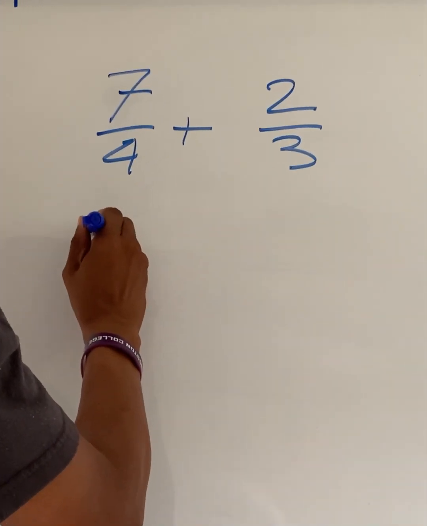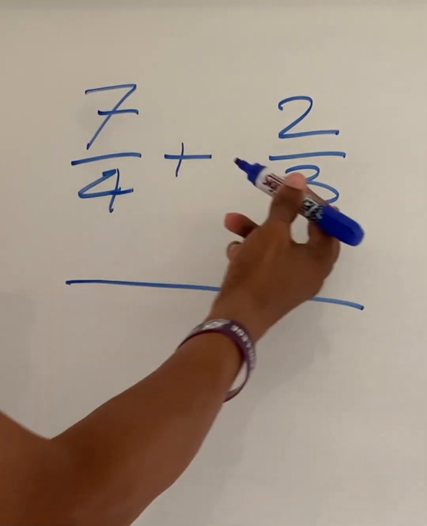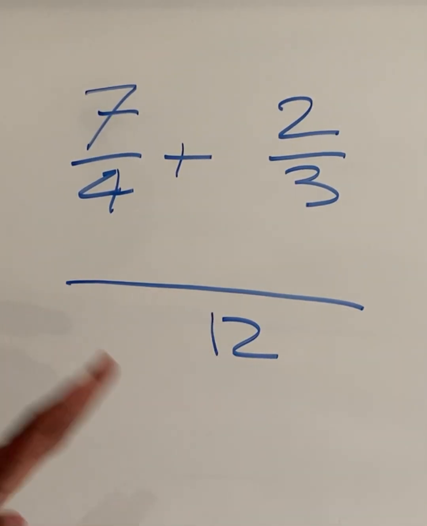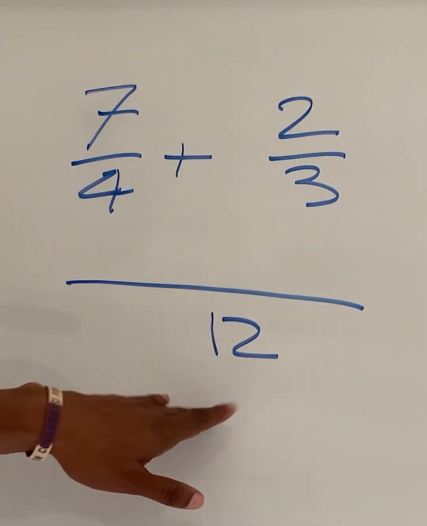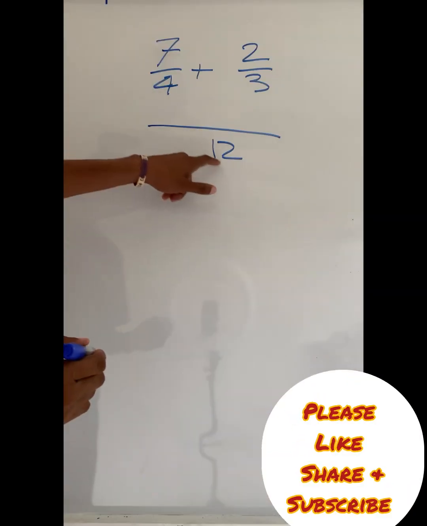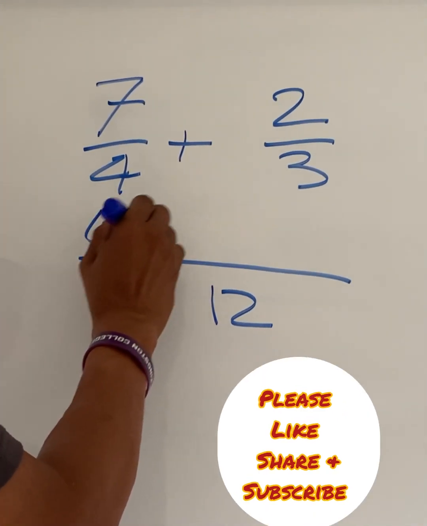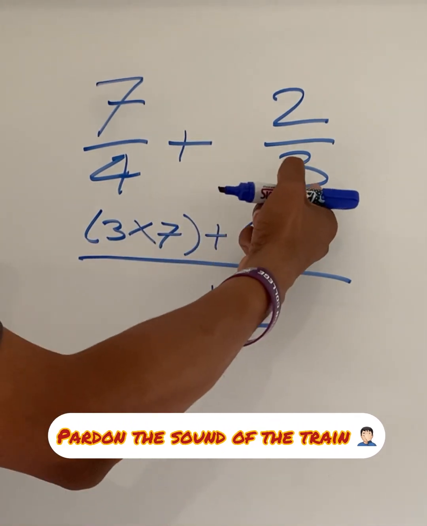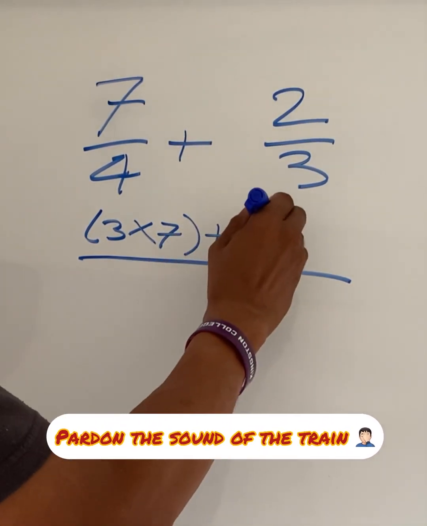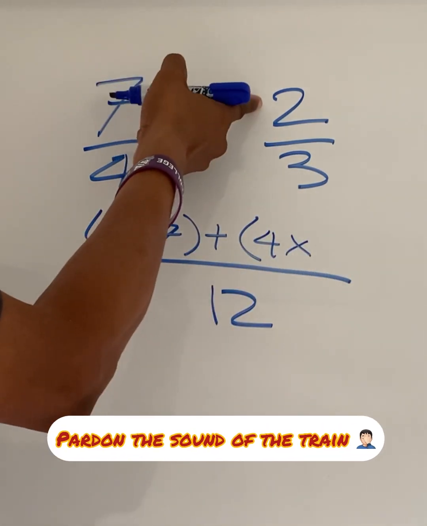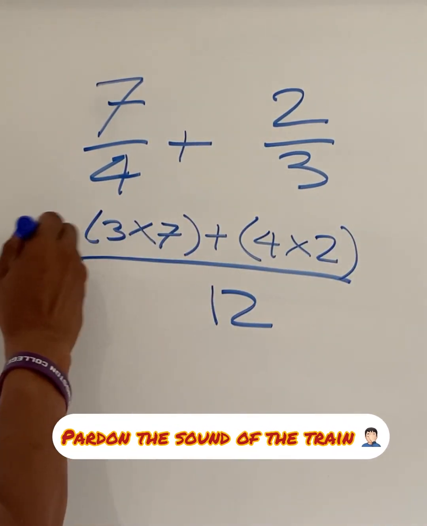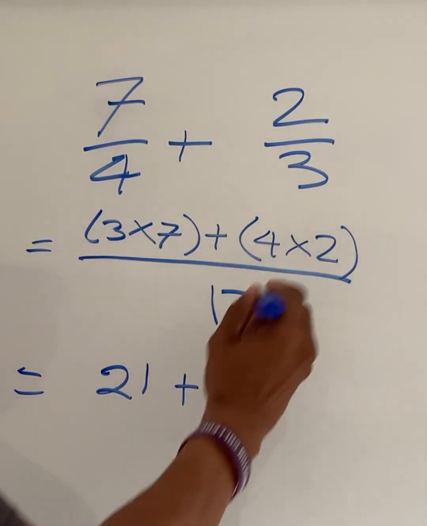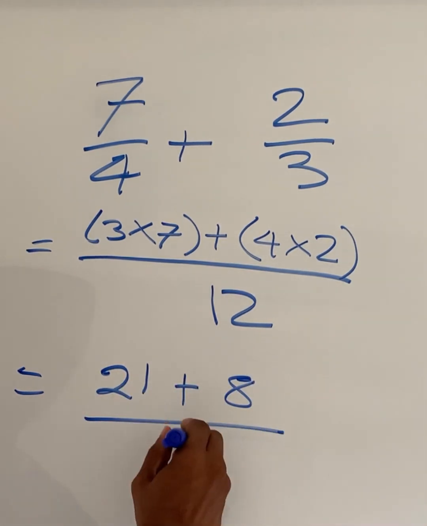Alright? So we have two denominators right there. We have 4 and 3. What's the LCM? 12. And 12 is the lowest number that 4 and 3 can go into without leaving a remainder. 3 times 7, plus 3 into 12 goes 4 times. And we multiply that by the number 2. Okay, come down here. 3 times 7 is 21 plus 4 times 2 is 8 over 12.